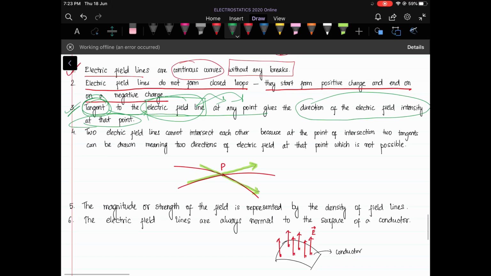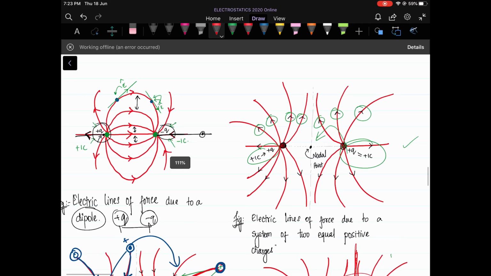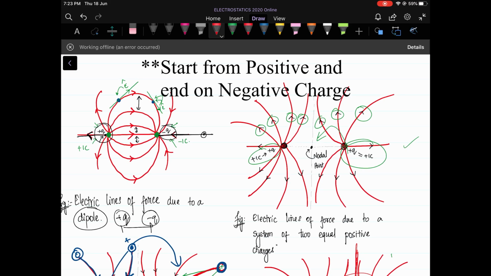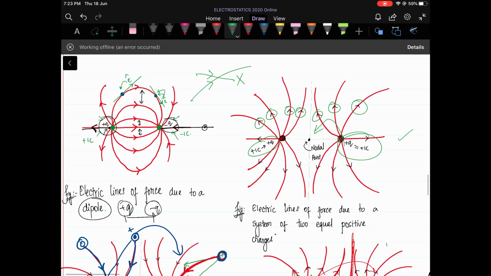The next one is very, very important. It comes often in your exams, in your board exams, both CBSE and MBOS. You cannot have two lines of force intersecting at a given point. You have seen how we have drawn these lines. They start from positive, they end on negative, but we have never seen two field lines crossing each other. This is not possible. Let me explain to you the reason why this is not possible.